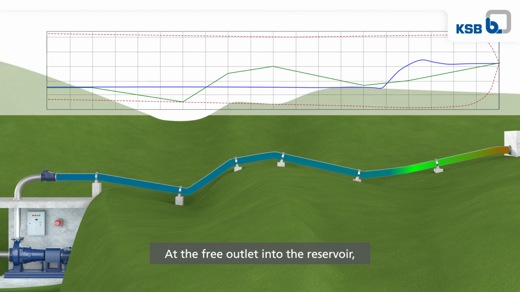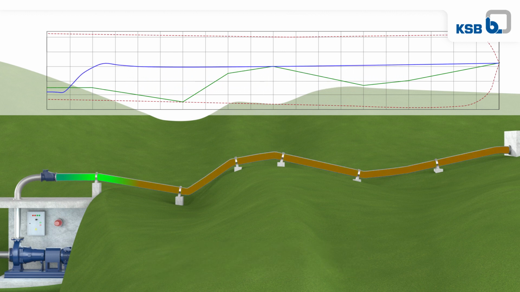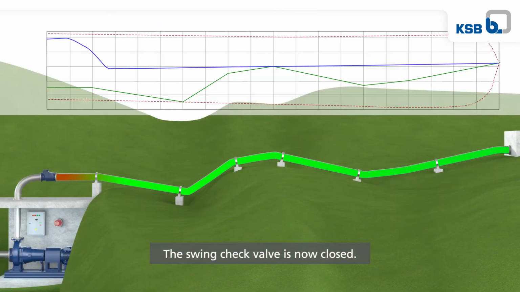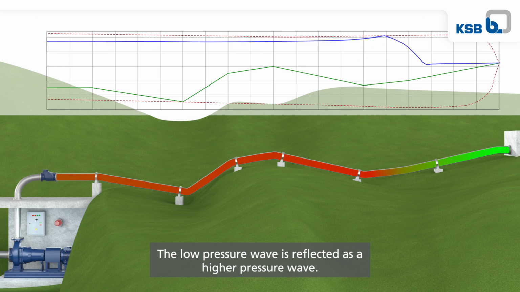At the free outlet into the reservoir, the negative pressure wave is reflected back towards the pump. The swing check valve is now closed. The low pressure wave is reflected as a higher pressure wave.